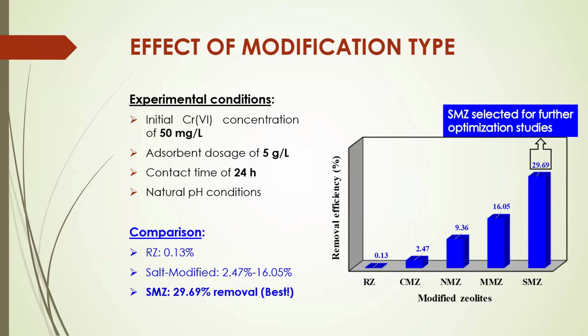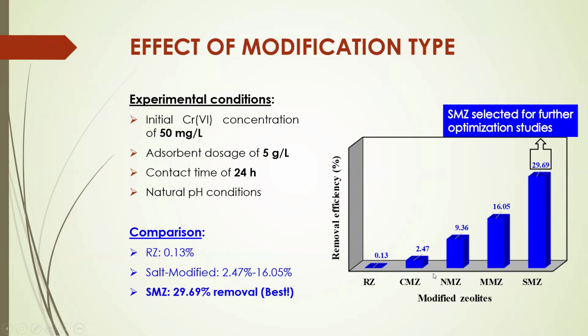Now let's compare how different modification approaches performed. These experiments were conducted under identical conditions: initial chromium concentration of 50 milligrams per liter, adsorbent dosage of 5 grams per liter, contact time of 24 hours, and natural pH conditions. Here are the striking results. Raw zeolite only showed 0.13% removal, which means essentially ineffective.